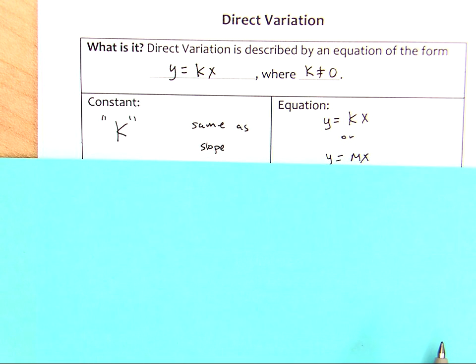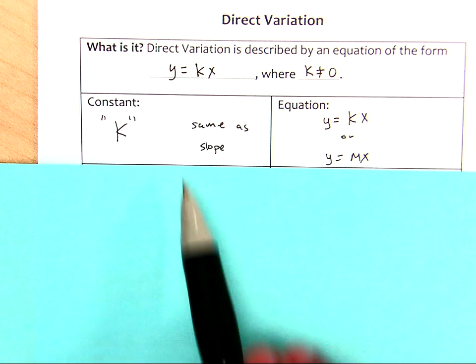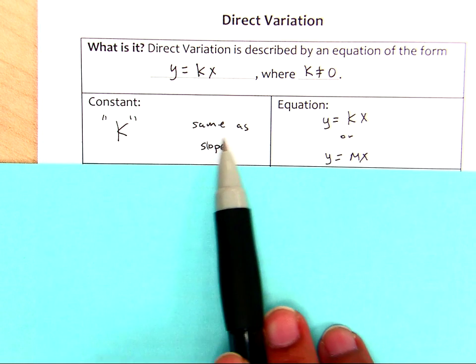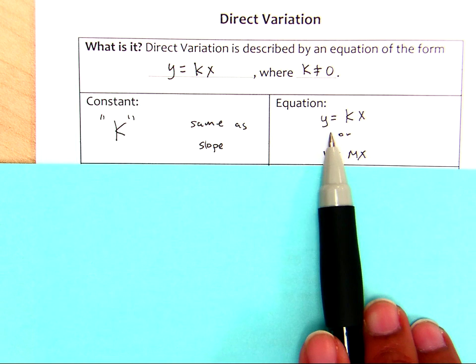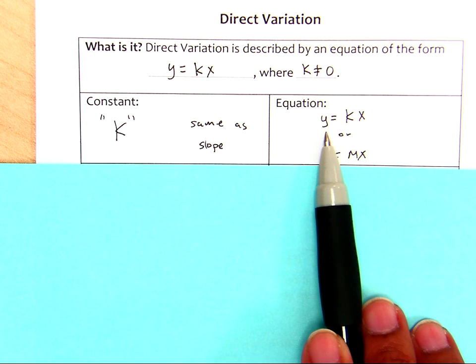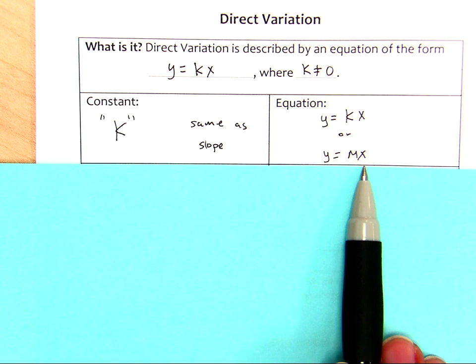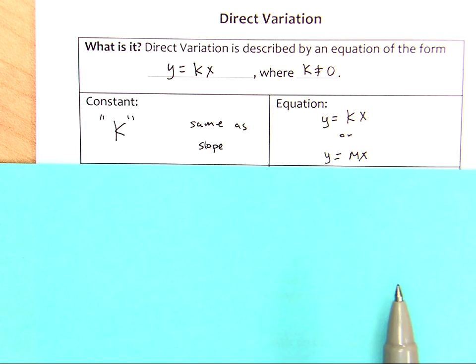So a constant in this case is our k. What it's changing by is k, and that's just the same as slope. Its equation is y equals kx. We're used to seeing it y equals mx. Same thing, k and m are the same.